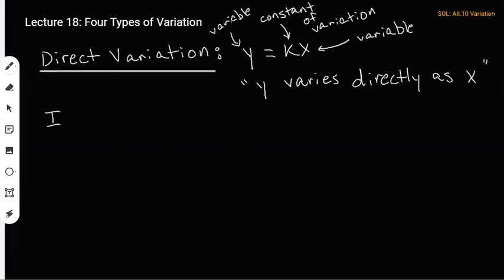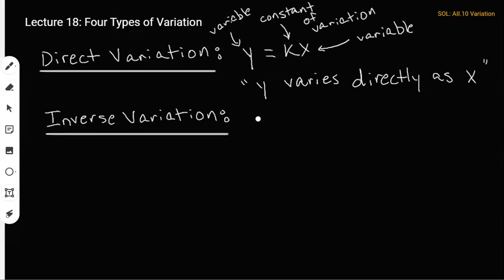Inverse. So for inverse variation, you're not going to be multiplying by x. You're going to be dividing by x. So here's what it's going to look like. You're going to have y equals k divided by x. K is going to be the constant of variation, like usual, but x and y are going to be variables.